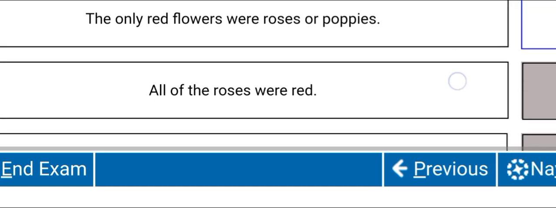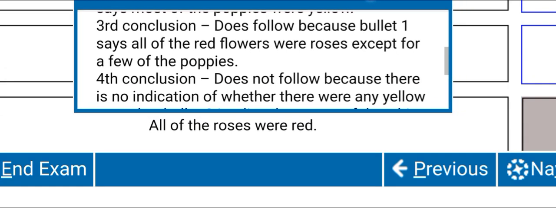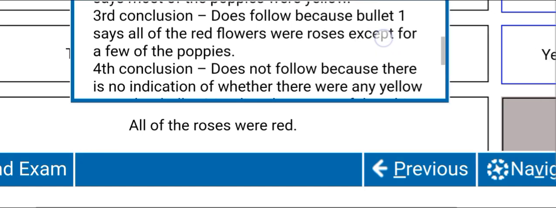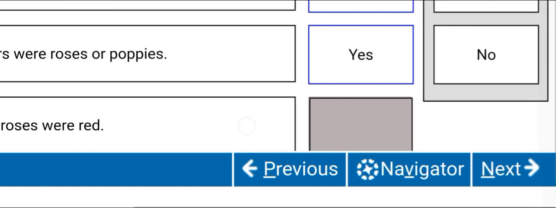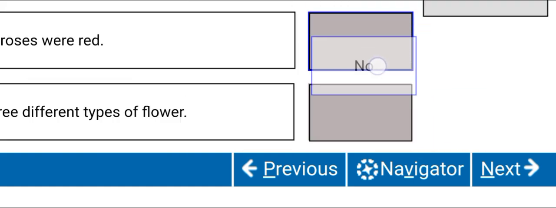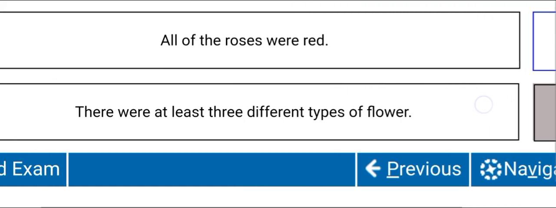So the fourth conclusion says all of the roses were red, and this conclusion does not follow because there is no indication of whether there were any yellow roses, but bullet 2 implies that some of the white flowers were roses. So the fourth conclusion does not follow. So we will drag a no and drop it here.